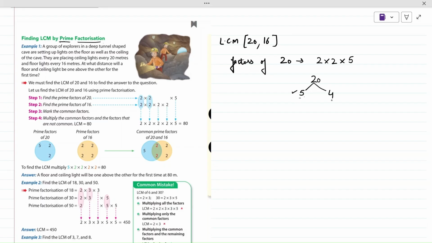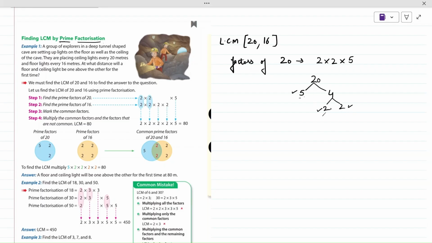Now coming to 4, 4 has two factors, that is 2 and 2, right? And this is the second branch. Now this 2 cannot be further drilled down. We cannot further drill it down because it's a prime number. Okay, this is a prime number.